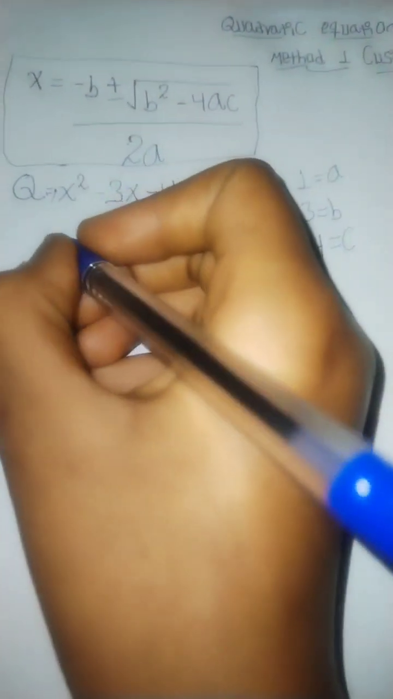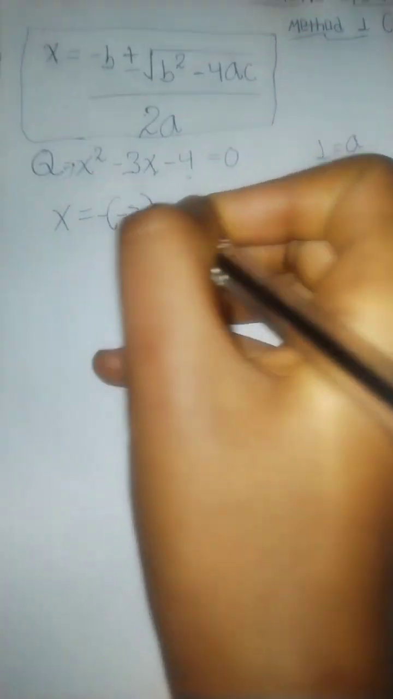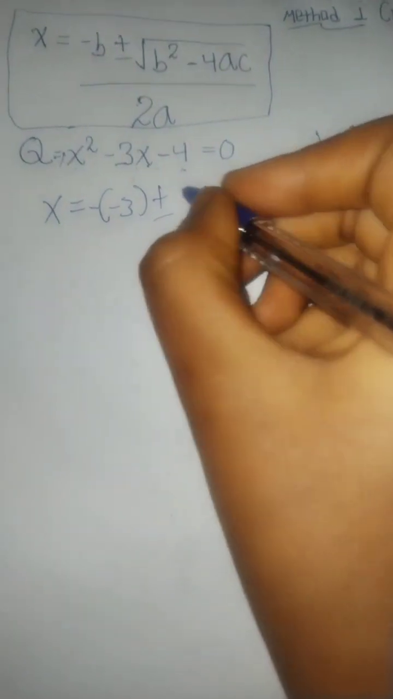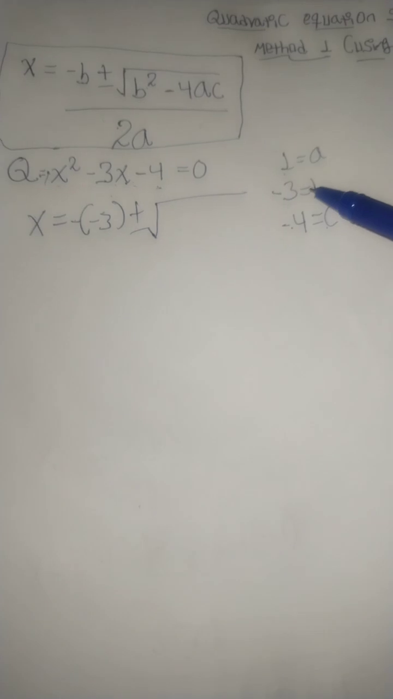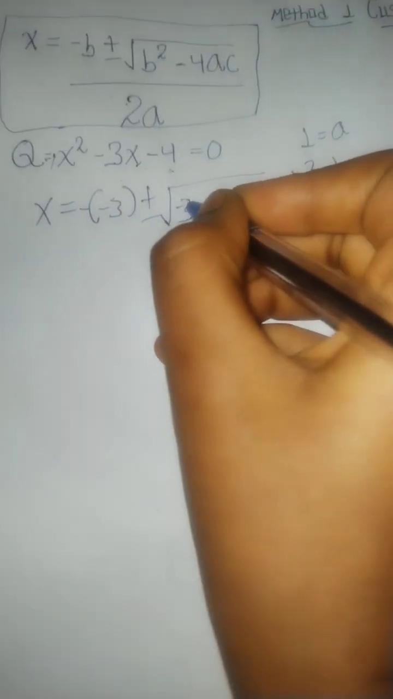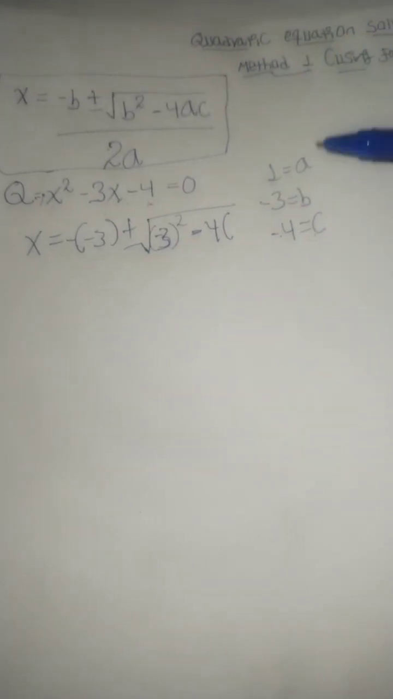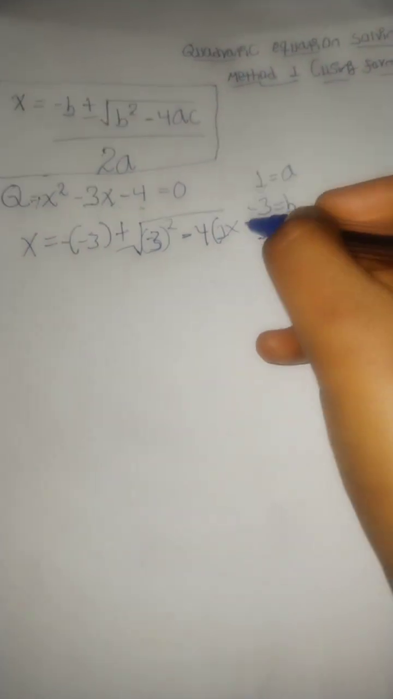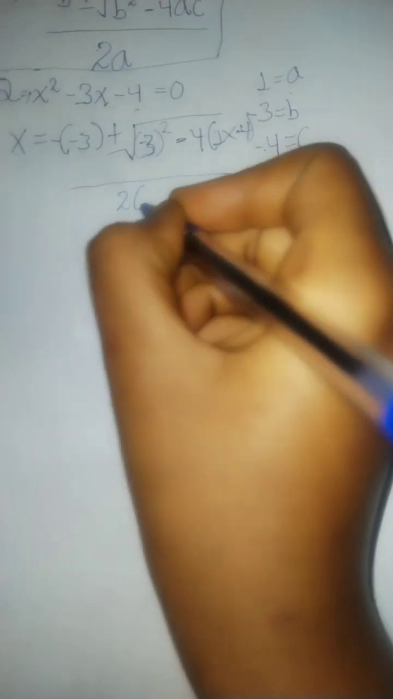As the formula told us, x equals negative b. We already know that b is substituted by negative 3, so I'll say negative times negative 3, then plus or minus, for sure, the radical of b squared. b squared is negative 3 in brackets squared, minus 4 times a, which stands for 1, times negative 4 because it stands for c, over the whole 2 times 1 because a is already substituted by 1.